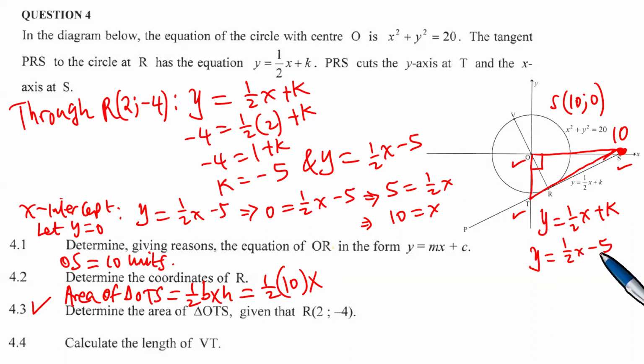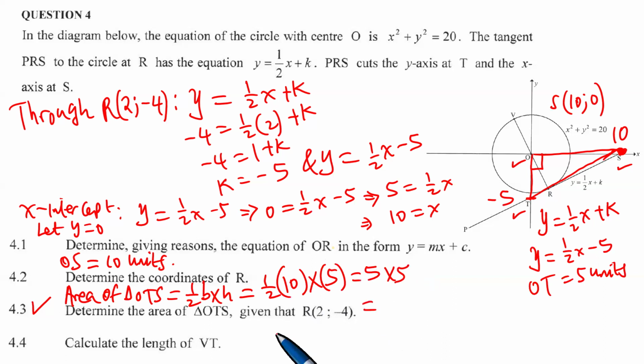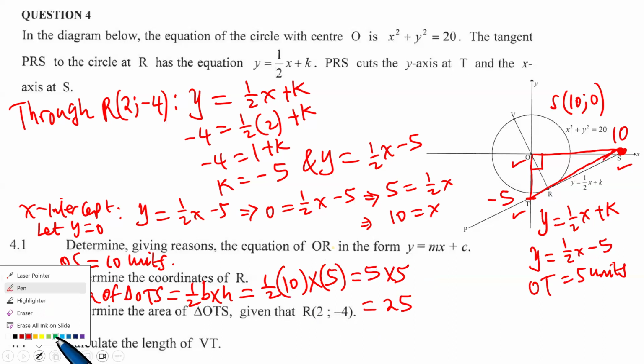We know very well this is the straight line here, and the y-intercept, because it's y equals 1/2 x minus 5, is minus 5. So now OT is 5 units. With half of 10, what is half of 10? It is 5, times 5. What is 5 times 5? 25. So the area of triangle OTS is 25 square units.